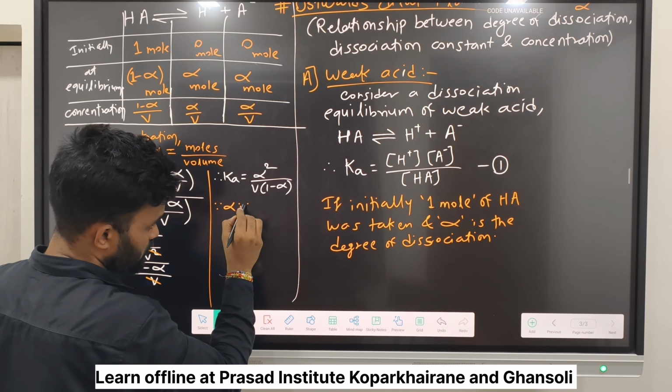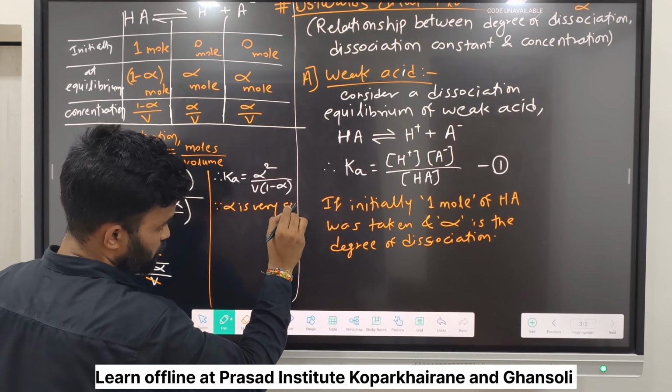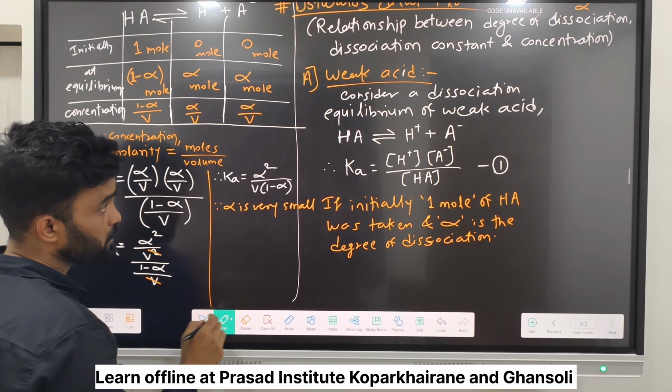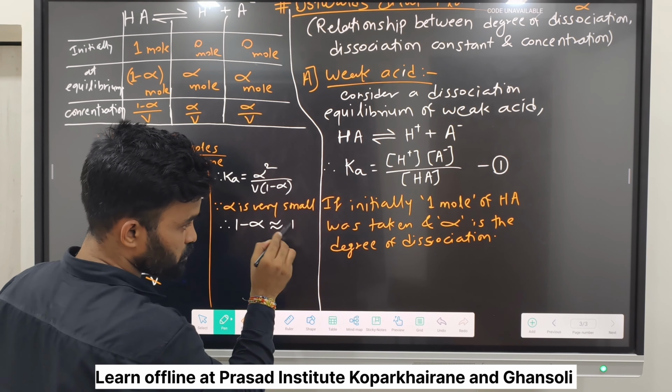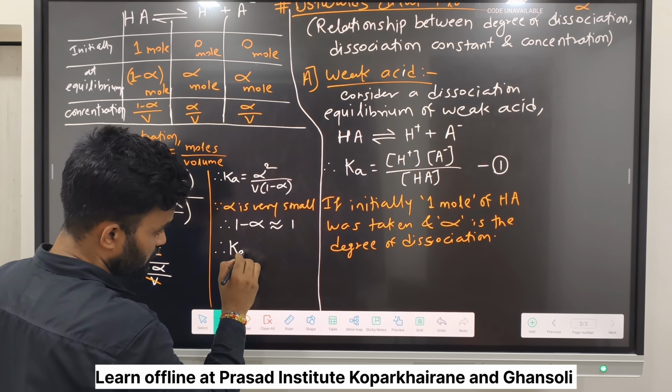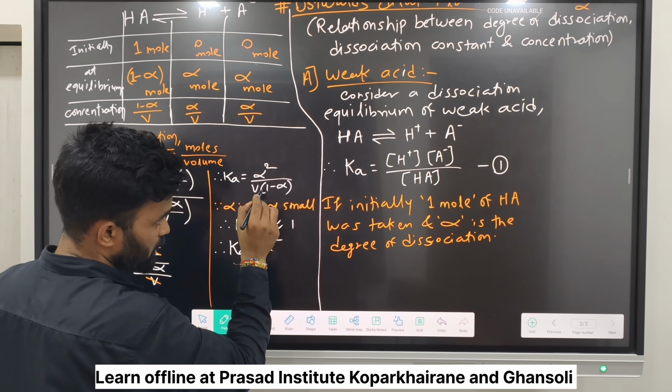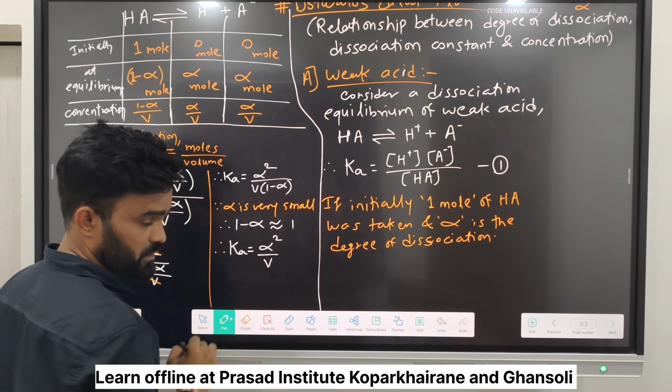Since alpha is very small, the degree of dissociation is a very small amount. Out of 100 moles, hardly one mole of weak electrolyte ionizes. This means alpha value is very small, and if alpha is very small, we can say therefore 1 minus alpha is approximately equal to 1. Okay, this 1 minus alpha becomes 1. Therefore we can say Ka is equal to alpha square, this becomes 1, only V remains.